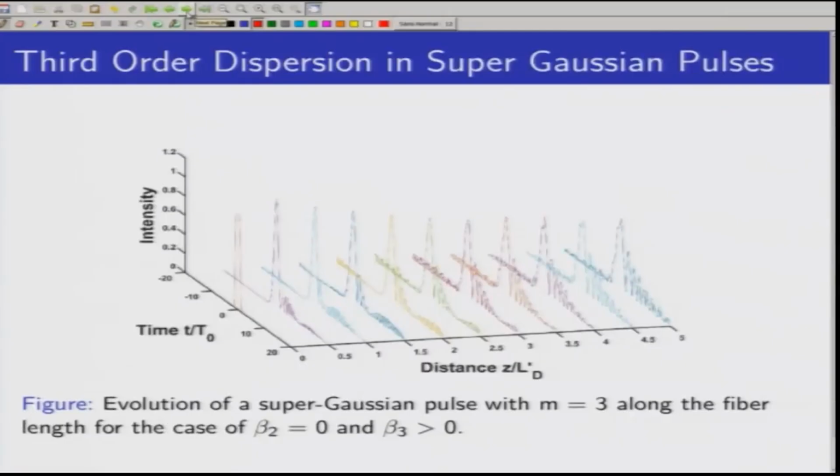The other case is the third order dispersion in super Gaussian pulses. We will keep the super Gaussian pulses unchirped, with m equal to 3, and beta 2 is again kept to be 0 and beta 3 is greater than 0. As we move along the distance, z by L D dash, this is 0.5 L D dash, then 1 L D dash, and 1.5 L D dash. As we move along the fiber, we see that the pulse is initially not distorted.